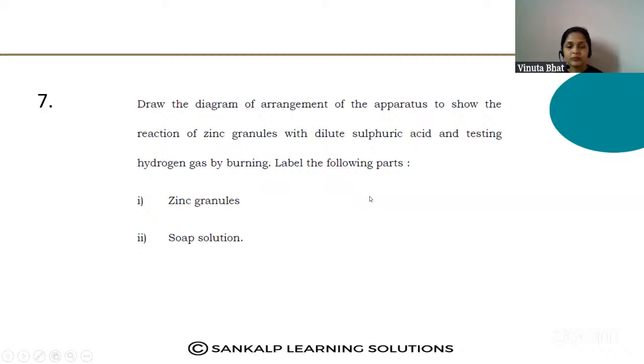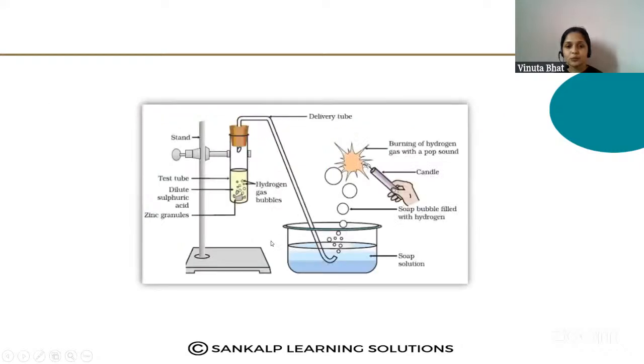Next question. Draw the diagram of arrangement of apparatus to show the reaction of zinc granules with the dilute sulfuric acid and testing hydrogen by burning. Label the following parts: zinc granules and soap solution. So here, the zinc reacts with the dilute sulfuric acid, and you have to check the release of the hydrogen by burning. Then the diagram should be like this. This is a very important diagram that can be asked as a 4 mark question. One of the very important questions.